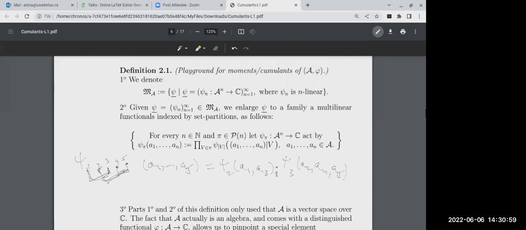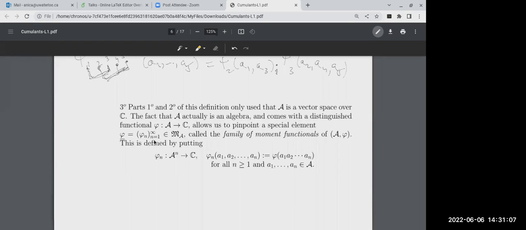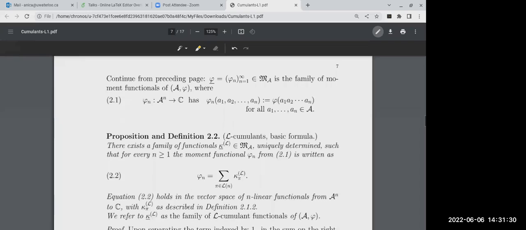So far it only matters that A is a vector space. But because it is an algebra, and because it has a special distinguished functional phi on it, you have a special collection of phi n's, which are just evaluating phi on products, and these are the moment functionals of (A, phi). Okay, good. So we have the moment functionals for my space.